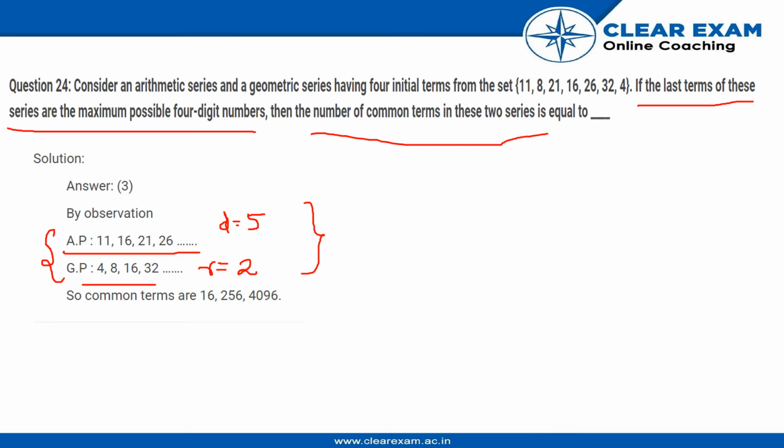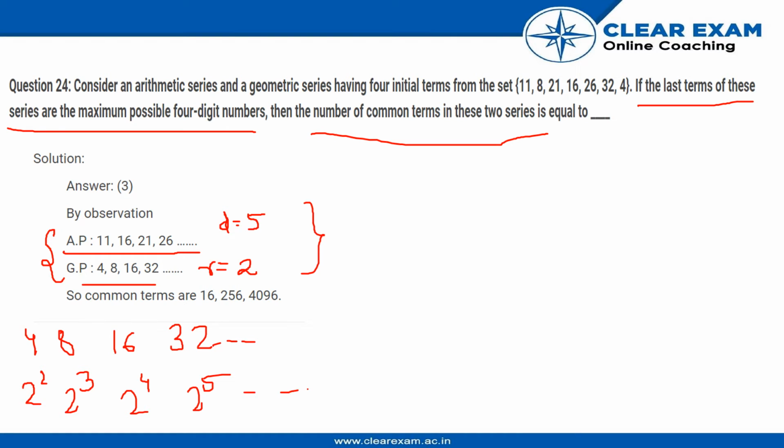So here you can see we have the GP, that is 4, 8, 16, 32, and so on. And as you can see, this is a factor of 2, that is 2 raised to 2. This is 2 raised to 3. This is 2 raised to 4. Similarly 2 raised to 5.